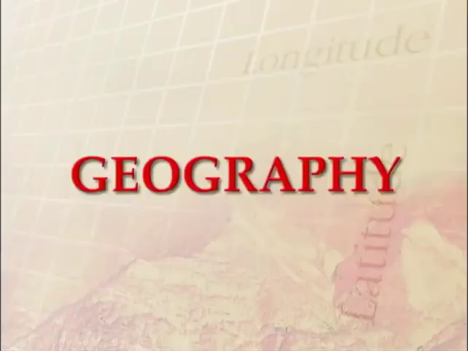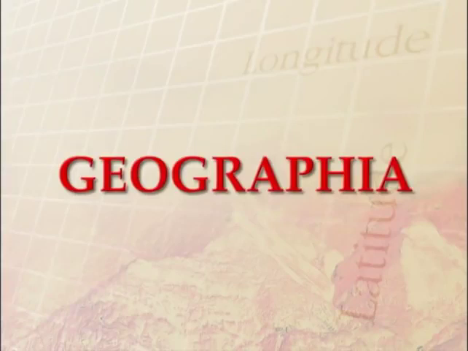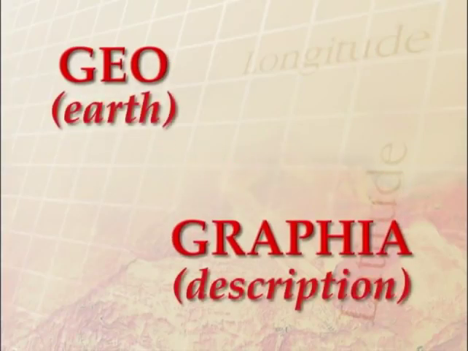Let's begin first by taking a closer look at the word geography. It comes from the Greek word geographia. Geo means earth and graphia means description. So the word geography actually means description of the earth. But the science of geography really covers so much more.